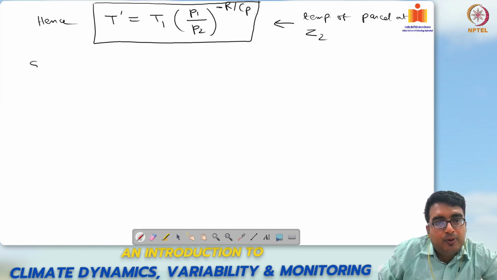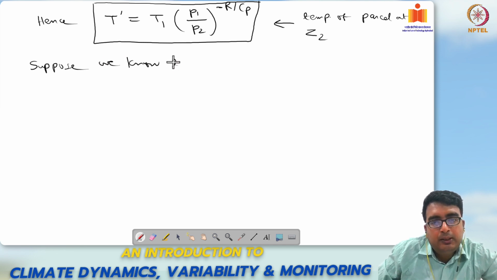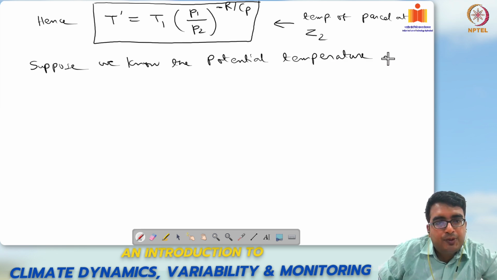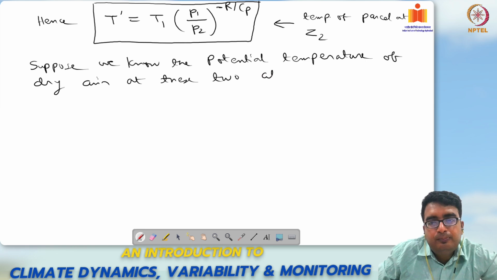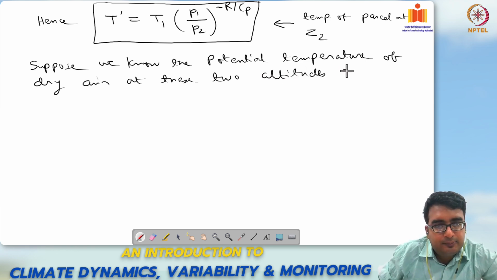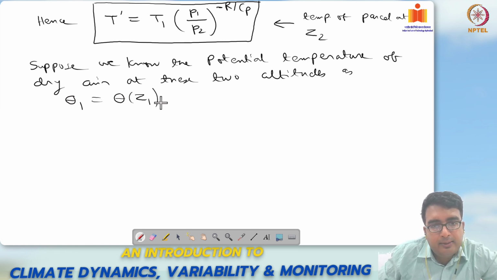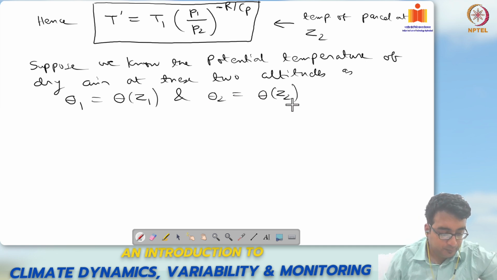Now, suppose we know the potential temperature of dry air at these two altitudes, as theta 1 is the potential temperature at Z1 and theta 2 is the potential temperature at Z2. Okay. Now, what is the definition of potential temperature of dry air?